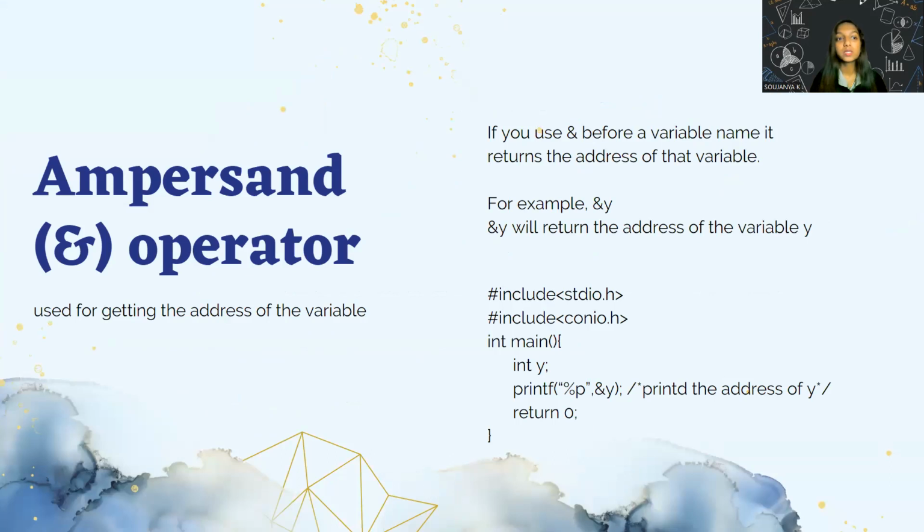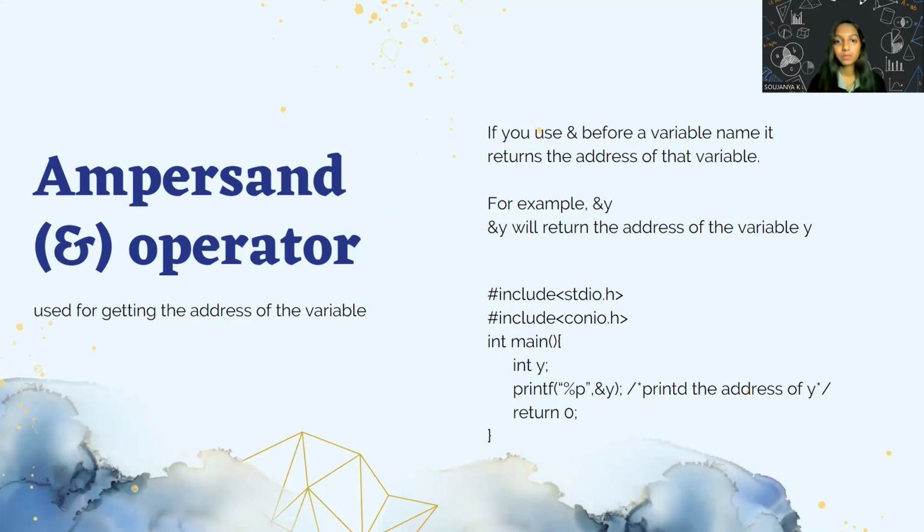Let's see in what situations and how we use this ampersand and asterisk operator. First, we'll start with the ampersand operator. It is used for getting the address of a variable. If you use ampersand before a variable name, it returns the address of that variable. For example, if you use &y, it will return the address of the variable y.